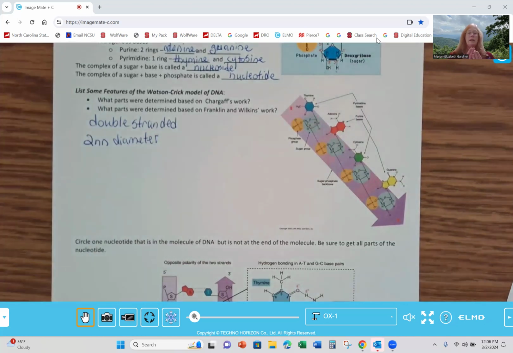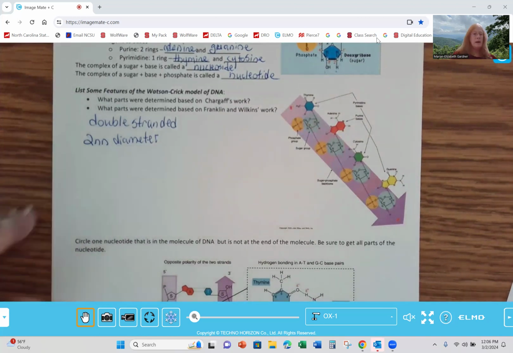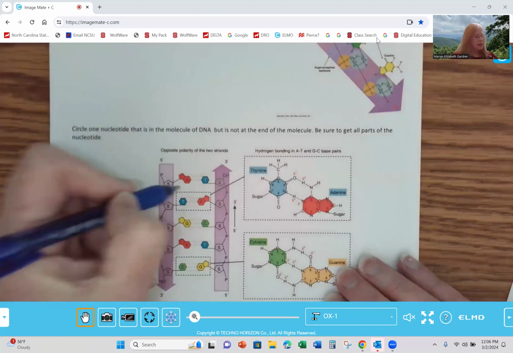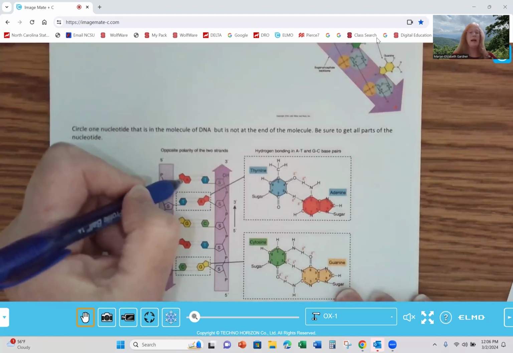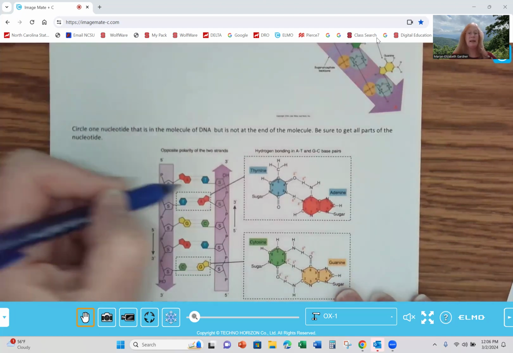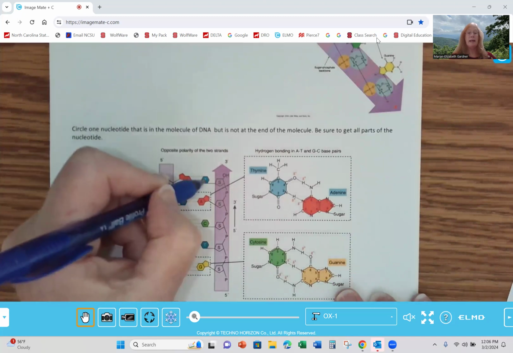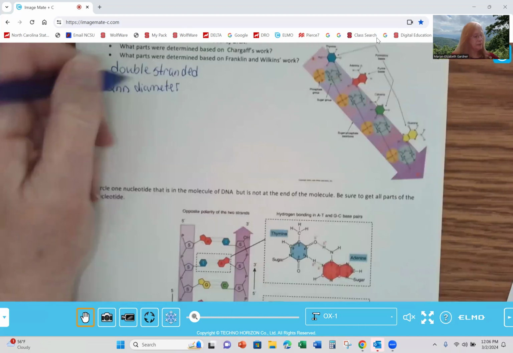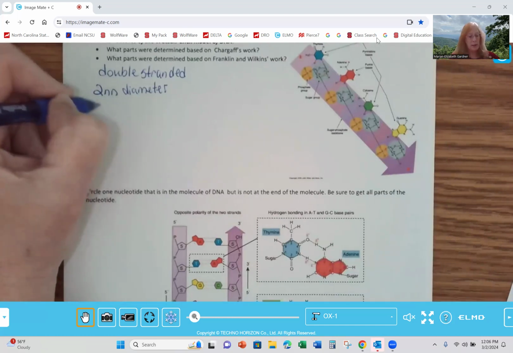So if it's double-stranded, that means we have to have 2 strands, and somehow those 2 strands have to have a consistent width. We can think about that as due to the base pairing, so that we always pair a purine and a pyrimidine. So we're pairing a double ring and a single ring structure, keeping that a constant width. So we have complementary base pairs.